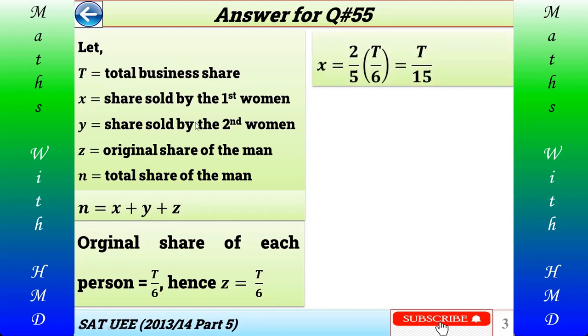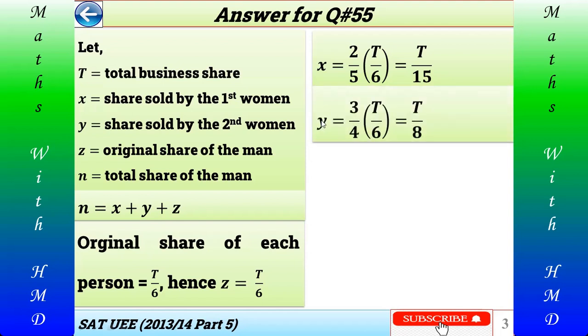So X, which is the share sold by the first woman, is going to be 2/5 times T/6. This means the share sold by the first woman is 2/5 of the original share of the woman, which is T/6, equal to the original share of the man. So 2/5 times T/6 is 2T/30, that's going to be T/15. This means the share sold by the first woman to the man is the total share divided by 15.